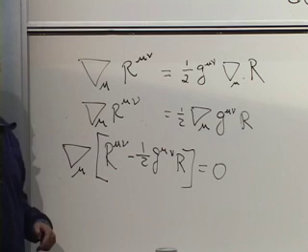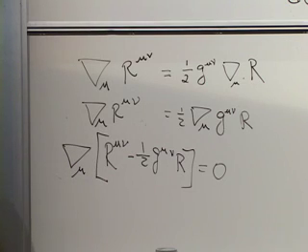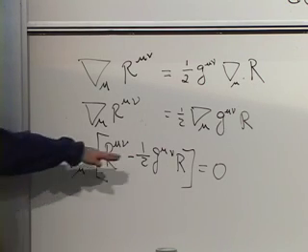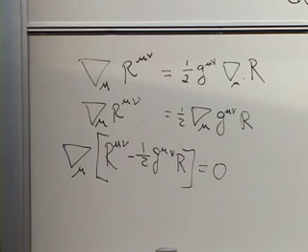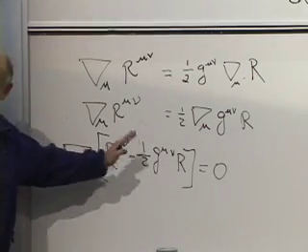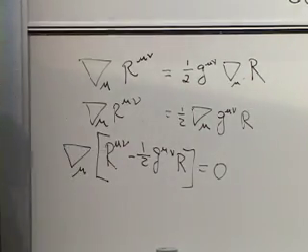If you plug in for R mu nu its expression in terms of the Christoffel symbols, you'll find this to be true. And again, I emphasize, you don't need to put in any special form for the metric. The only important thing is that it be differentiable enough to be able to do all the derivatives. Other than that, it will always be equal to 0.